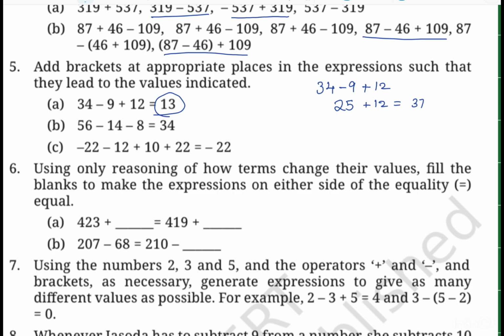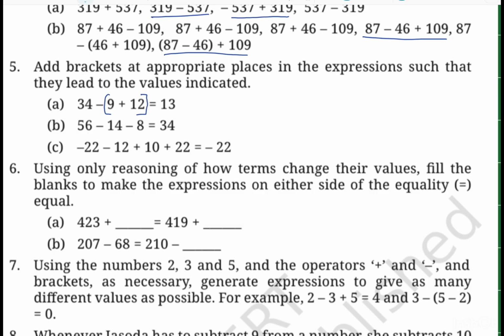So we can make the answer correct by putting the minus sign here. Then it will become 13. So we can rewrite 34 minus 9 minus 12. Taking the minus sign outside, it will become, in brackets, 9 plus 12. So we can put the bracket here so that the answer will be 13.